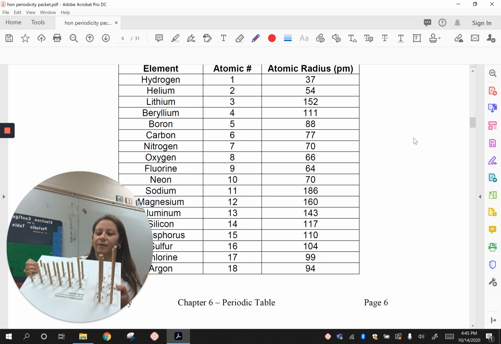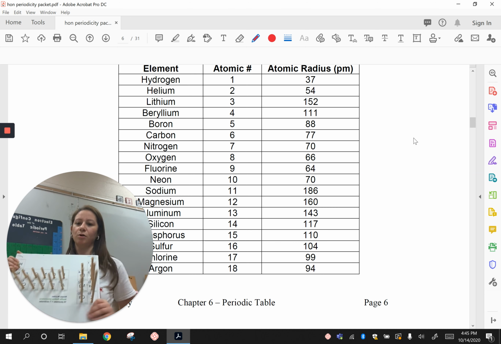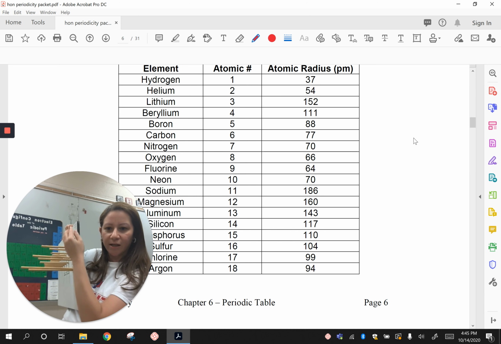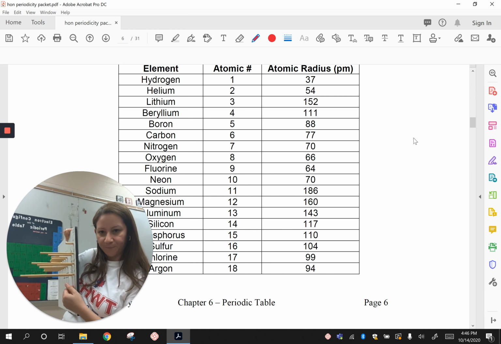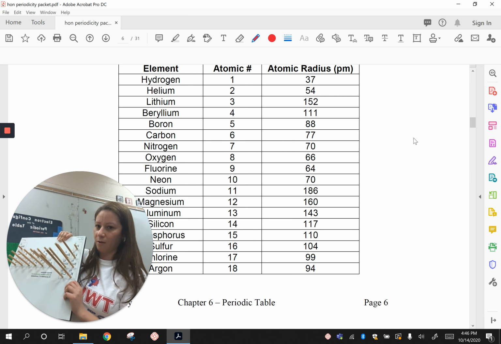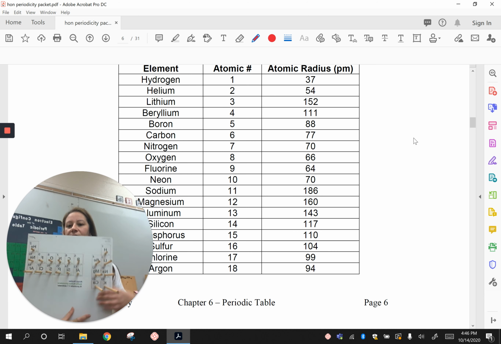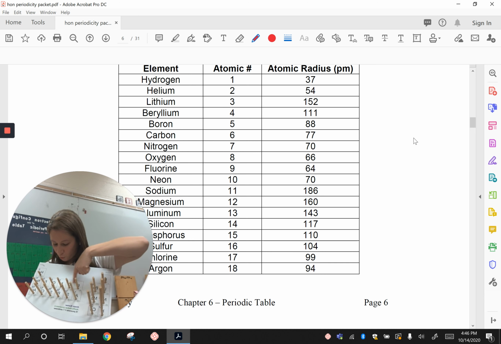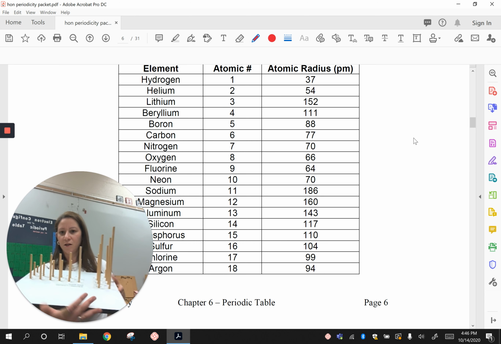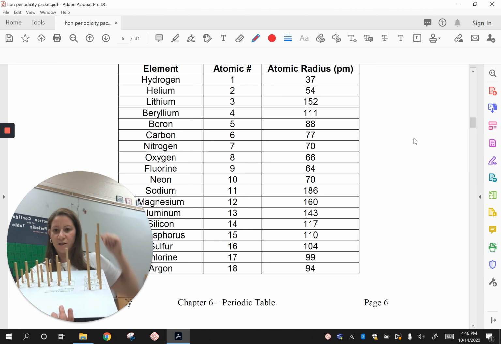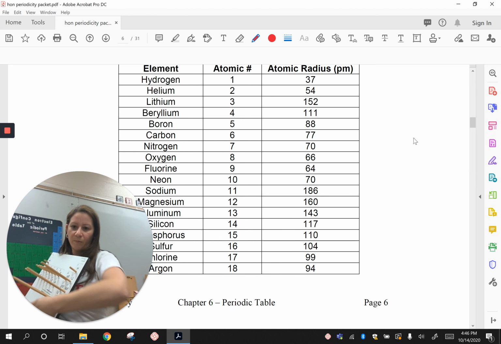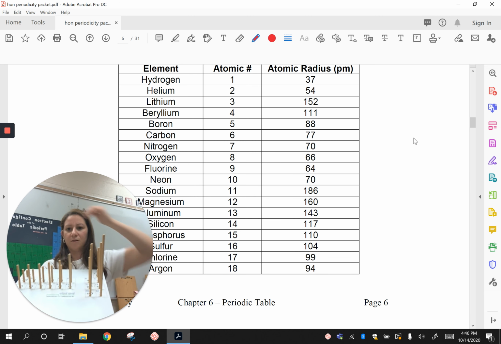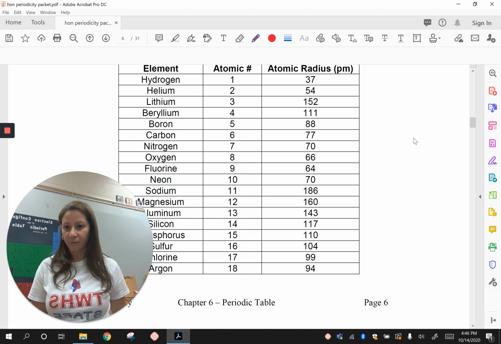Let's start with down a group. If I look at the first group here, hydrogen to lithium to sodium to potassium, it definitely looks like my atomic radius is increasing as I go down a group. As I go across a period, let's go with the second period, lithium to beryllium to boron to carbon to nitrogen to oxygen to fluorine to neon, it looks like it's decreasing. So down a group, my atomic radius is increasing. Across a period, it looks like it's decreasing.